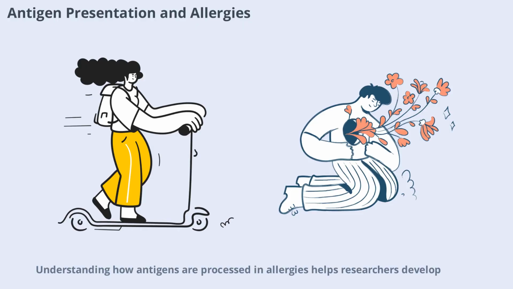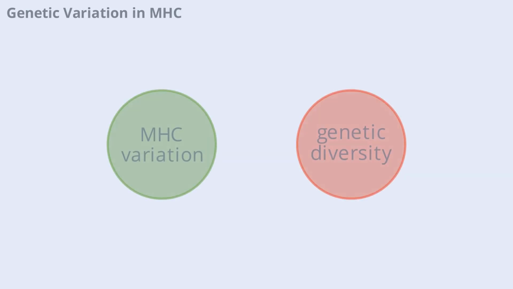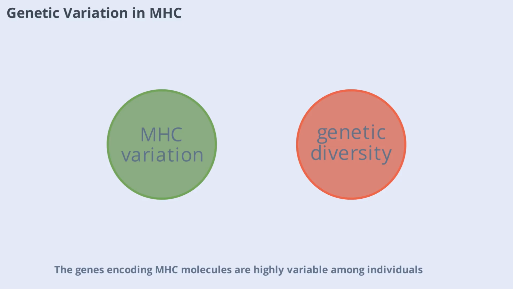Understanding how antigens are processed in allergies helps researchers develop treatments to reduce allergic reactions and improve quality of life. Genes encoding MHC molecules are highly variable among individuals. This genetic diversity ensures that populations can respond to a wide range of pathogens. However, it also means that some people may be more susceptible to certain diseases or have different responses to vaccines. Studying MHC variation helps scientists understand disease susceptibility and improve personalized medicine.